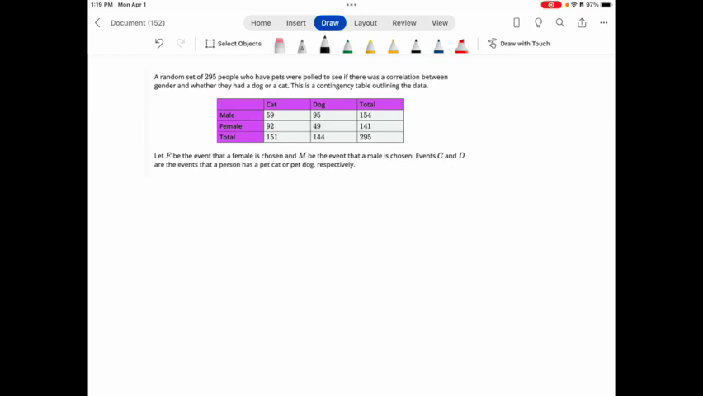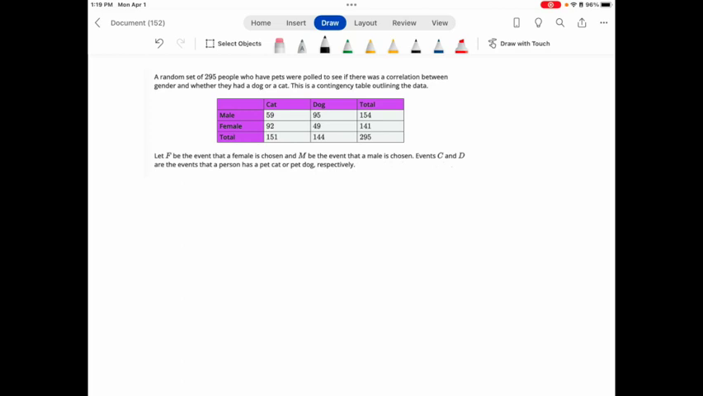I'm going to use a previous homework question to show you how to make a probability tree diagram. Let's take a look at the chart first. When you look at this chart going horizontally, there's 154 men out of a total of 295. And looking at the females, there's a total of 141 out of 295.